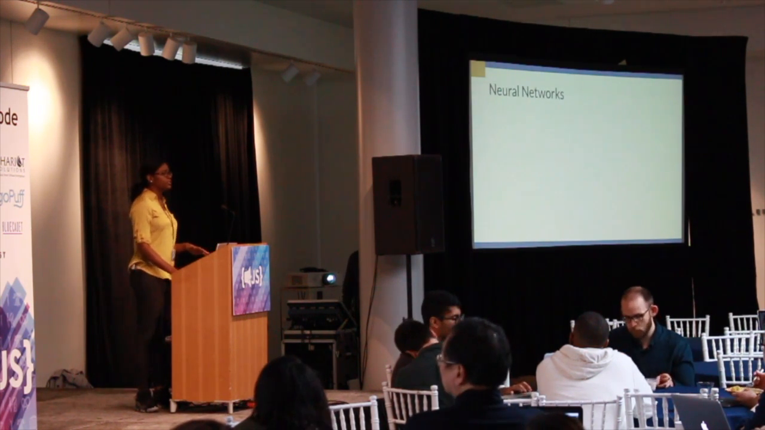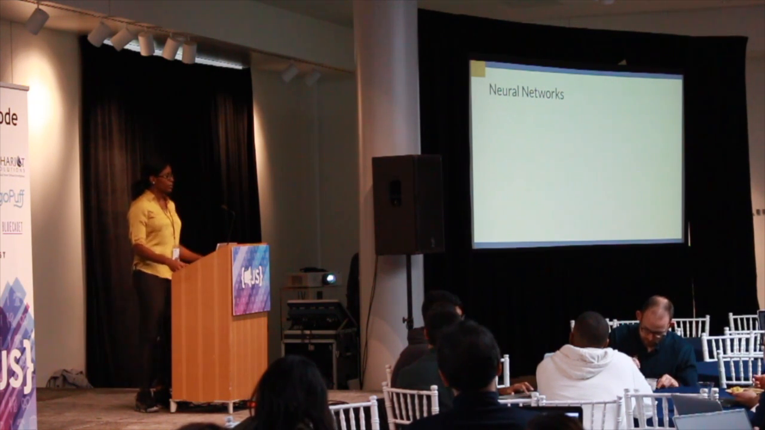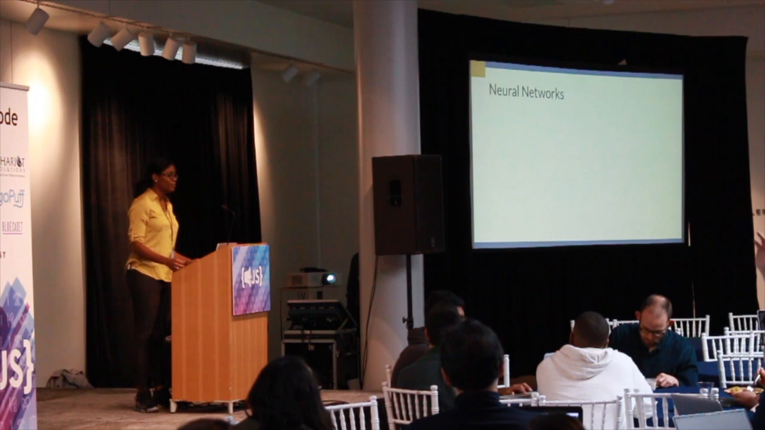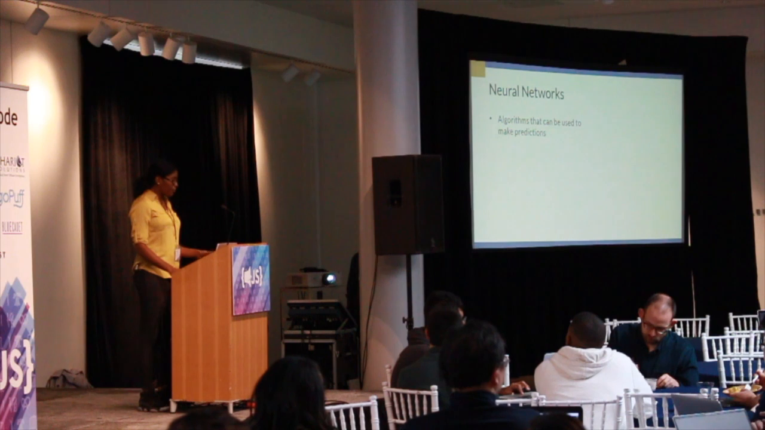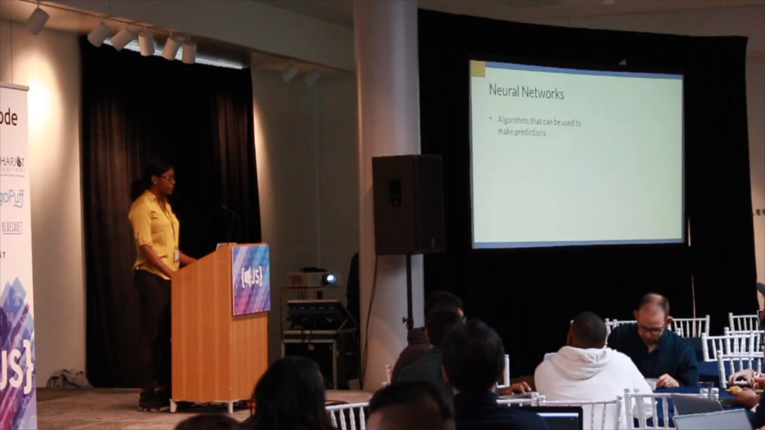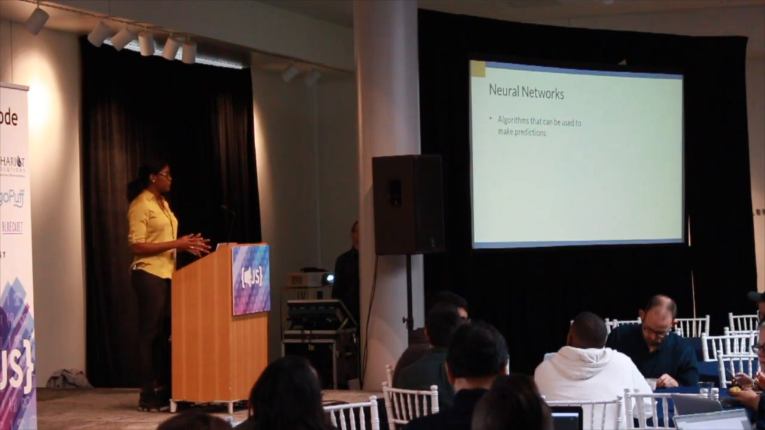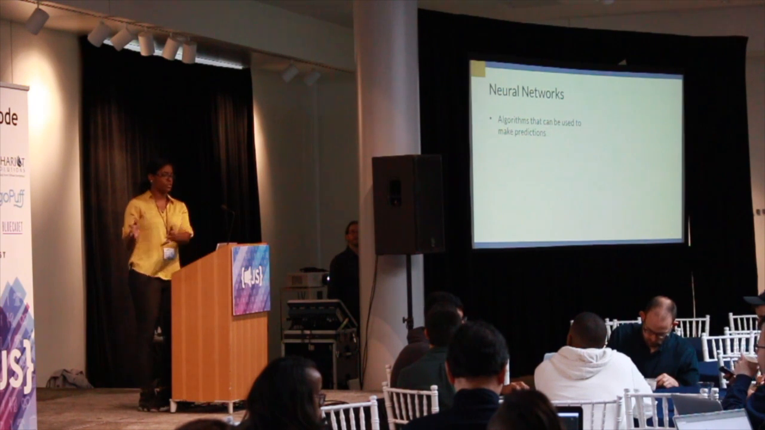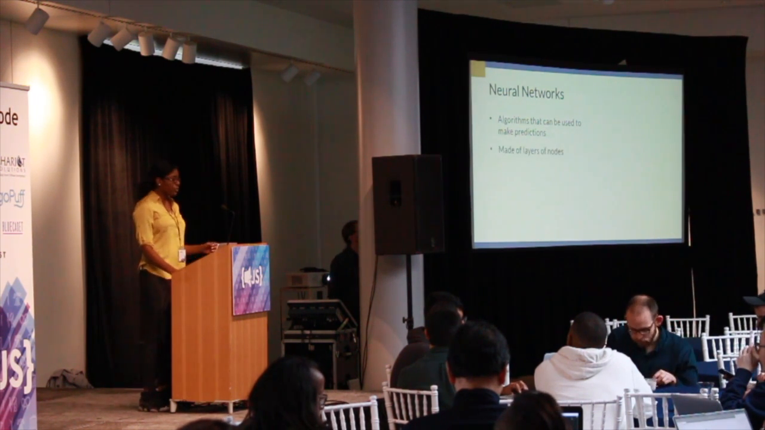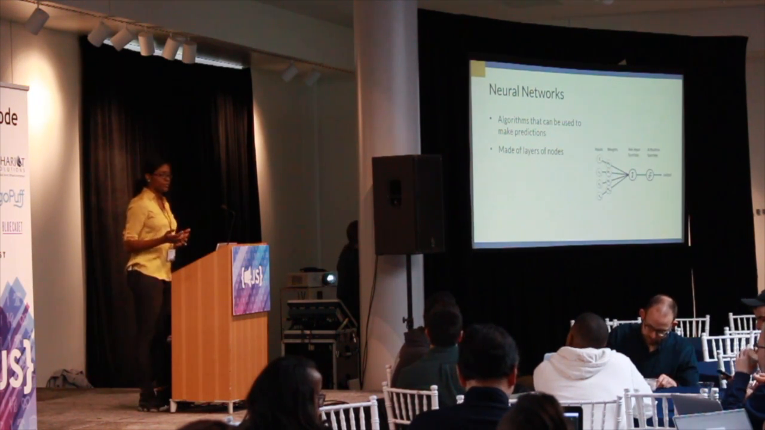So before we get into the neural networks, how many of you are familiar with neural networks or machine learning in general? Okay, that's a pretty good split. So nice. Basically, neural networks are just algorithms that you can use to make predictions. It's a math equation where you put in data and you get out stuff. And so neural networks are made of layers of nodes. And a node is kind of like a neuron in your brain.